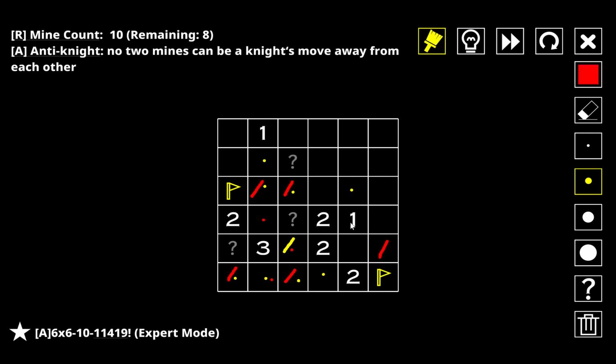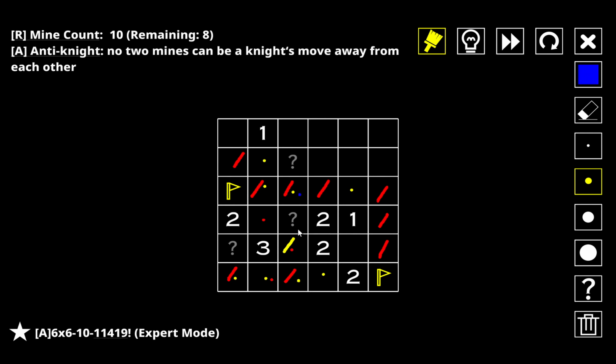So this one cannot be a mine. Neither actually can any of these, really. So there we go. This one also can't be a mine. And, okay. We also got this one's not a mine either, but that might be all we get from this.